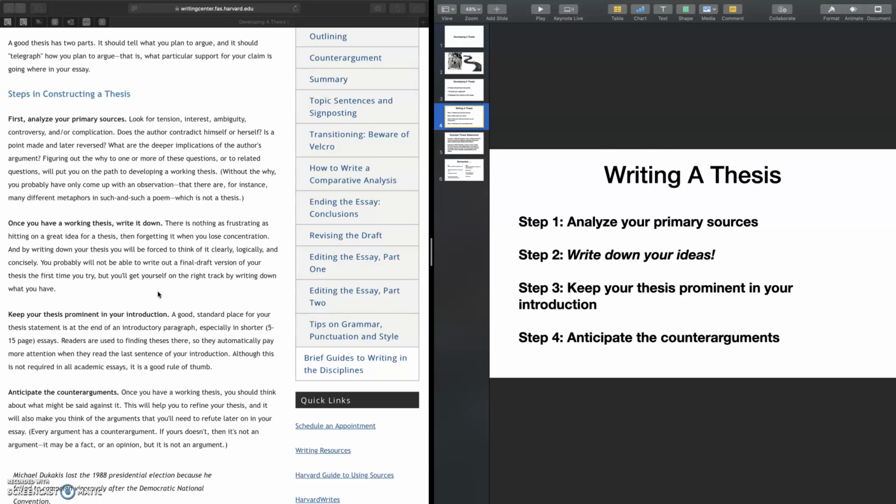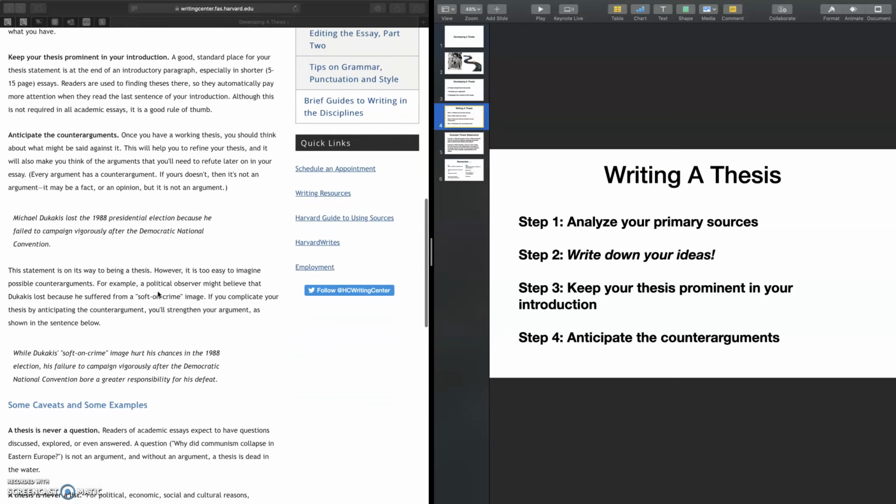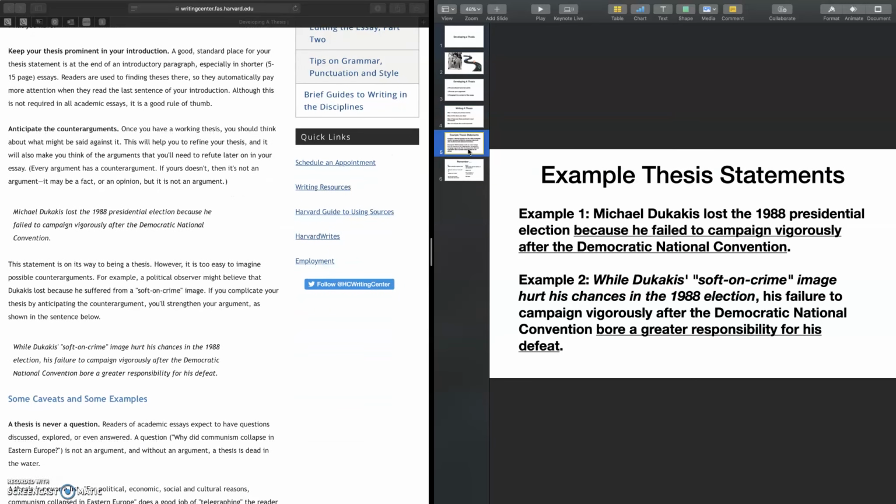Let's take a moment to look at a couple of example thesis statements. Now, the first example thesis statement reads, Michael Dukakis lost the 1988 presidential election because he failed to campaign vigorously after the Democratic National Convention. As you can see, this statement oversimplifies the argument to the point that it can be easily refuted. It only gives one reason for Dukakis' loss when there could be multiple equally or more valid reasons.